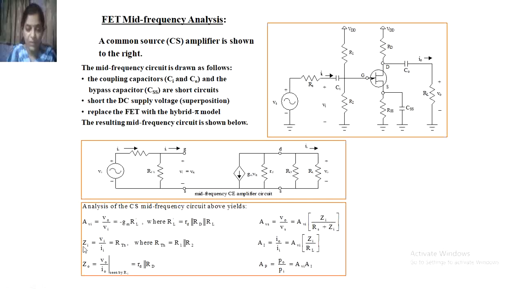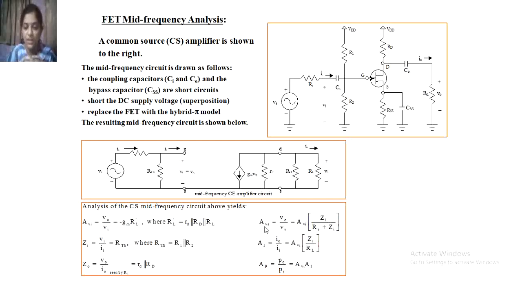Then the input impedance, Vi by Ii, according to the Thevenin equivalent is RTH, where RTH is the R1 parallel with the R2. Then the output impedance, V0 upon I0 seen through the RL, from this side, is small rd in parallel with the capital RD.